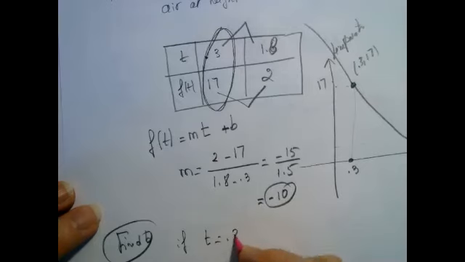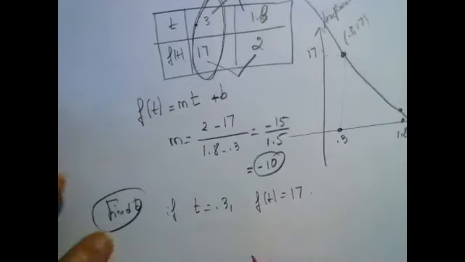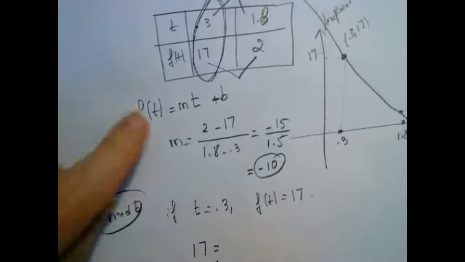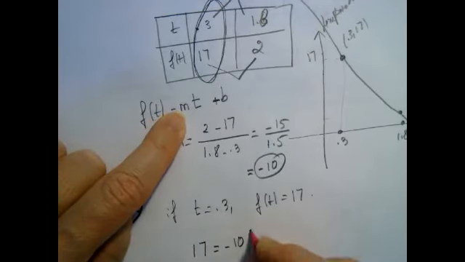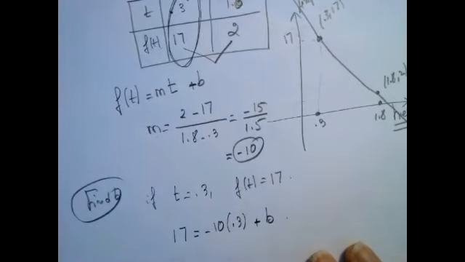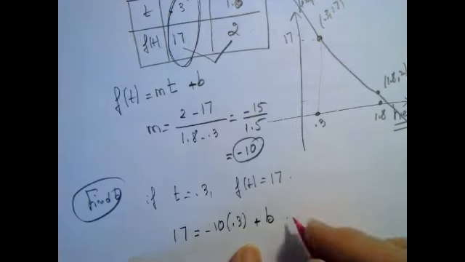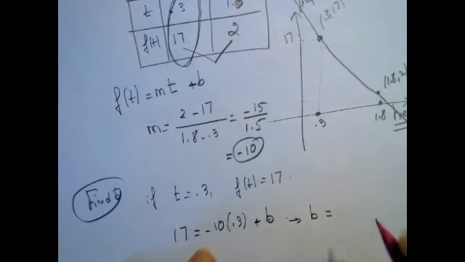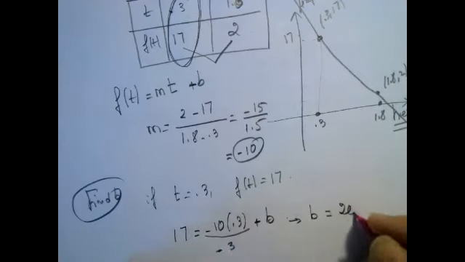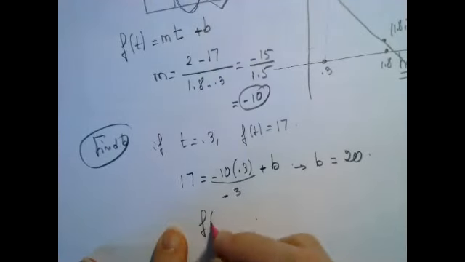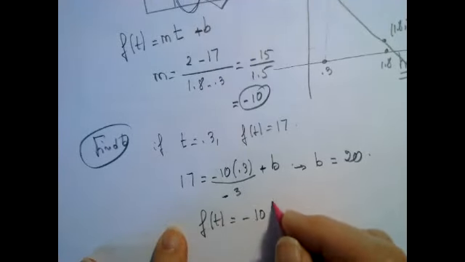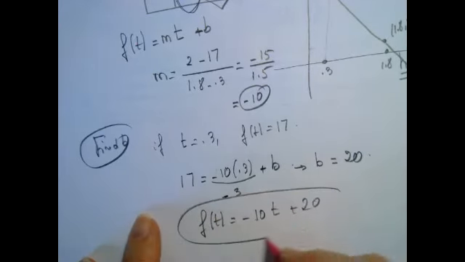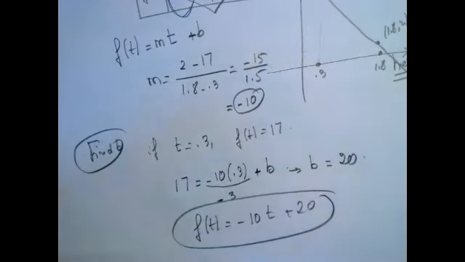when the height is 0.3, the y value, if you want, is 17. So I will have 17, that's f of t, equal to minus 10 times 0.3 plus b. Or you can use the slope-intercept form, that's a point-slope form. So we solve for b. So it's going to give me, this is minus 3. So b is equal to 20. So my formula now is minus 10t plus 20. Okay, so they did not give us the intercept. We have to go after it.